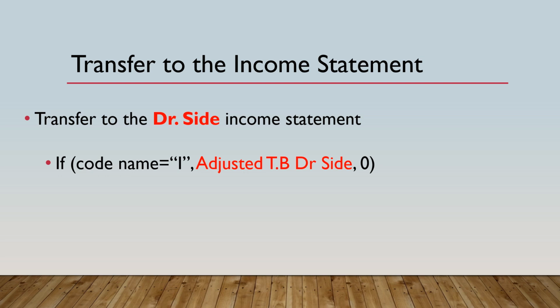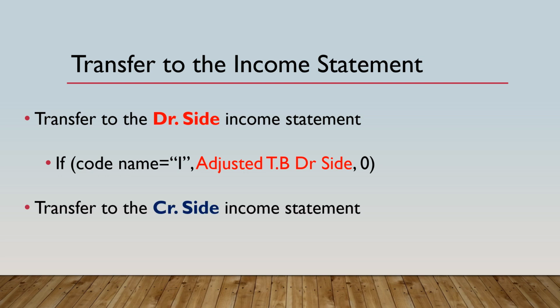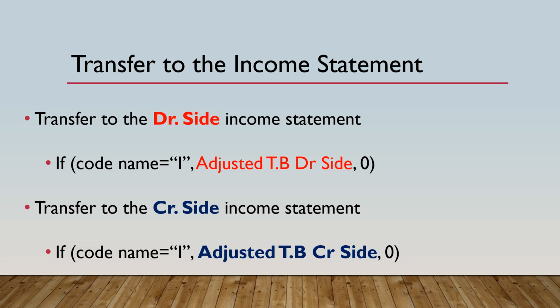Now let's see how we transfer to the credit side of the income statement. Here, if the code equals I, then we take only the adjusted trial balance credit side figures. If not, we put 0 there.